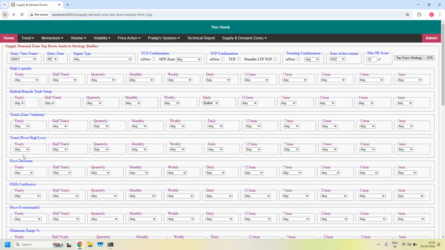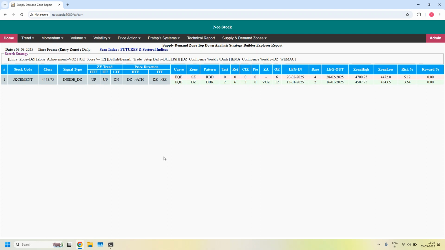If weekly demand zone having weekly EMA, then those daily demand zones are high probability zones. Let's verify. So in the EMA confluence weekly, because daily is part of the weekly, that's why we are checking weekly demand zone having weekly EMA confluence. Anyway, trend is uptrend. We got only one stock. So this is a high probability trade setup supported zone. That is the reason why it is already tested 2 times. 6 rejections from this zone.